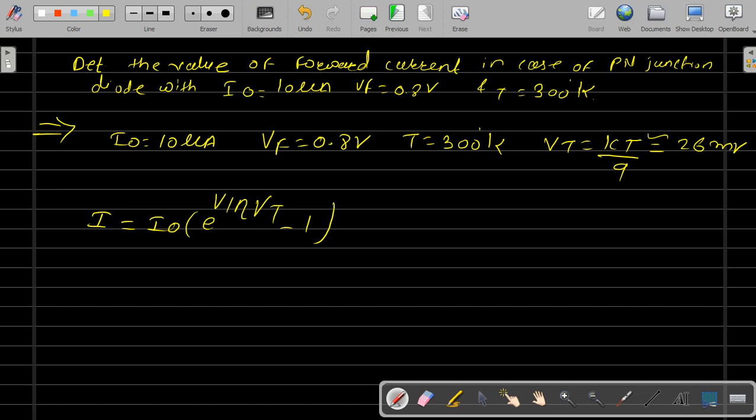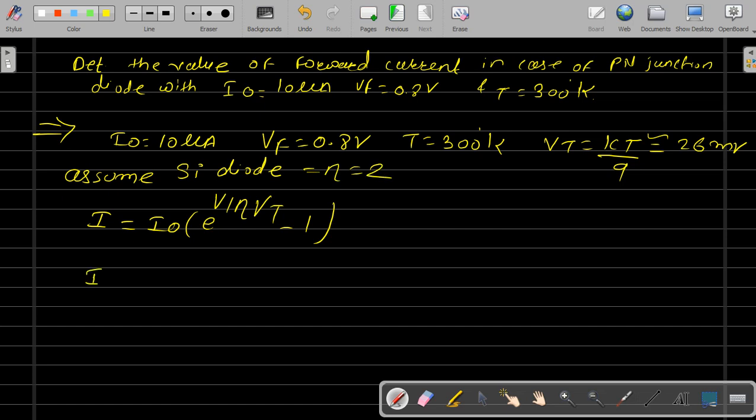Here they did not mention which type of semiconductor they are talking about, so you are free to assume whether a silicon or germanium diode. In the last problem we solved germanium, so now I'll assume a silicon diode. If it is given, you can go with that. If they haven't mentioned, you can choose either silicon or germanium. So assuming a silicon diode means your eta is 2.